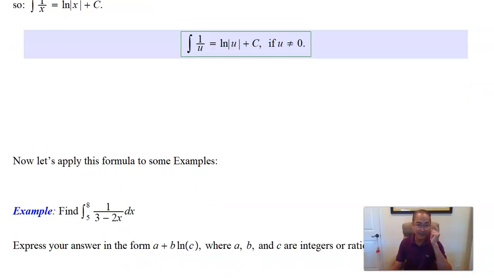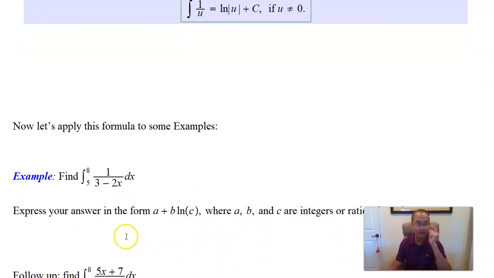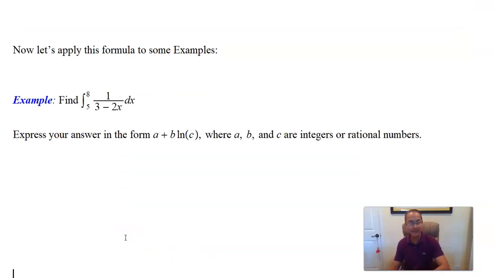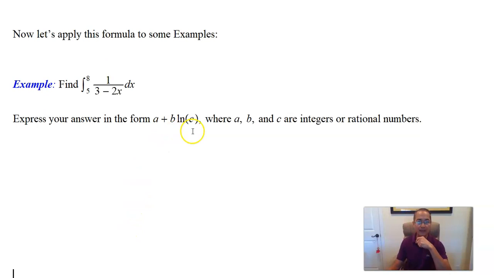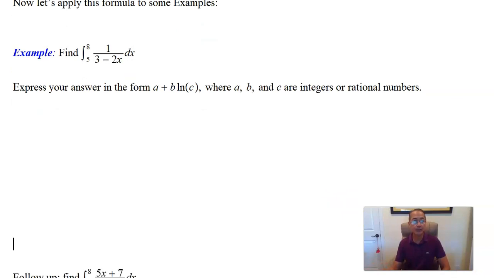Okay, so we're going to find that antiderivative, and we're going to be very specific. We're going to want the answer in the form a plus b ln of c, where a, b, and c are either integers or rational numbers. Okay, don't give an approximation until you have found the exact answer. Okay, so we will need a u substitution. So let u be 3 minus 2x. Okay, our denominator, so that is our 1 over u.